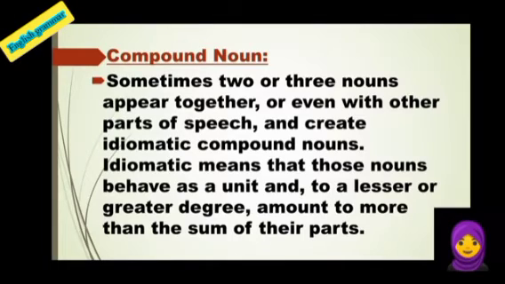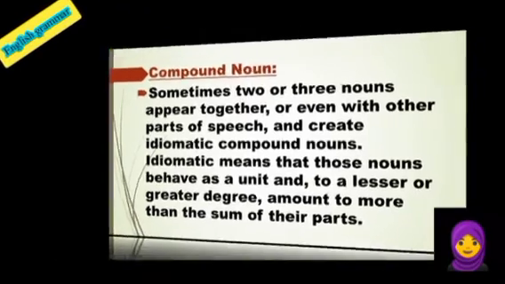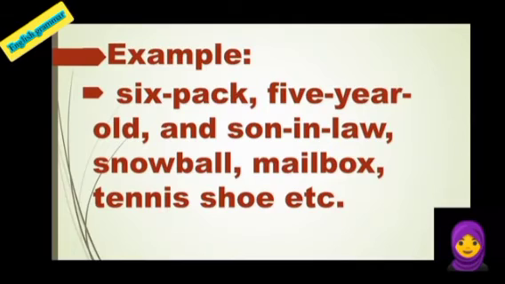There are three forms for compound nouns: open or spaced, or space between words, hyphenated, or hyphen between words, closed or solid, it means no space or hyphen between words. For example, six-pack, 5 years old, and son-in-law, snowball, mailbox, tennis shoe, etc.